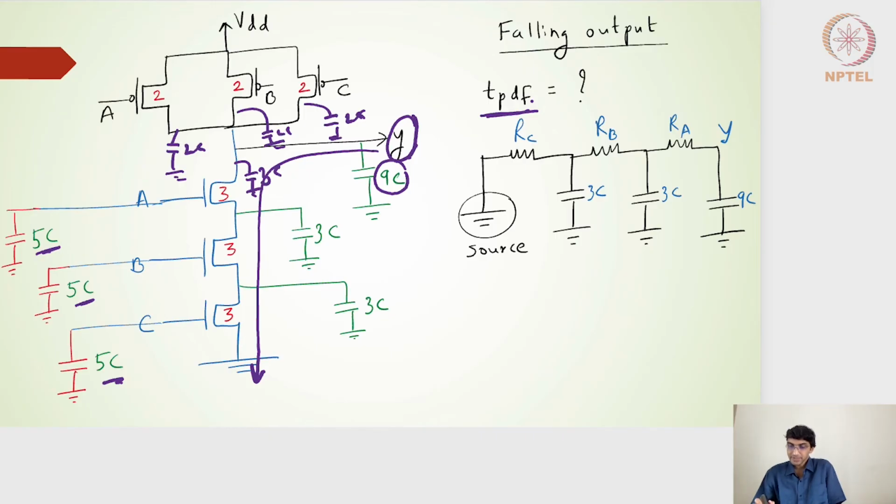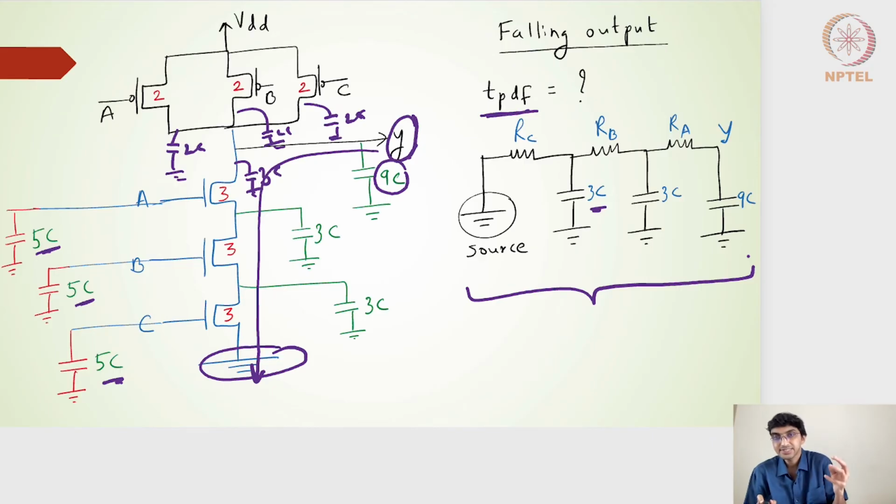So using the Elmore delay method, what I've drawn is the source is now ground here because it is discharging. And then we have drawn the ground here. So this is the source. The resistance closest to the source is nothing but the switching resistance of the transistor C. So we have the switching resistance of RC. The next node capacitance is nothing but 3C, so that's what I've written here. And then we have the switching resistance of the transistor B, which is RB, and then the node capacitance is 3C. The next resistance is RA, the switching resistance of the transistor A, and then the output node Y, which sees a capacitance of 9C. So this is my overall RC circuit.